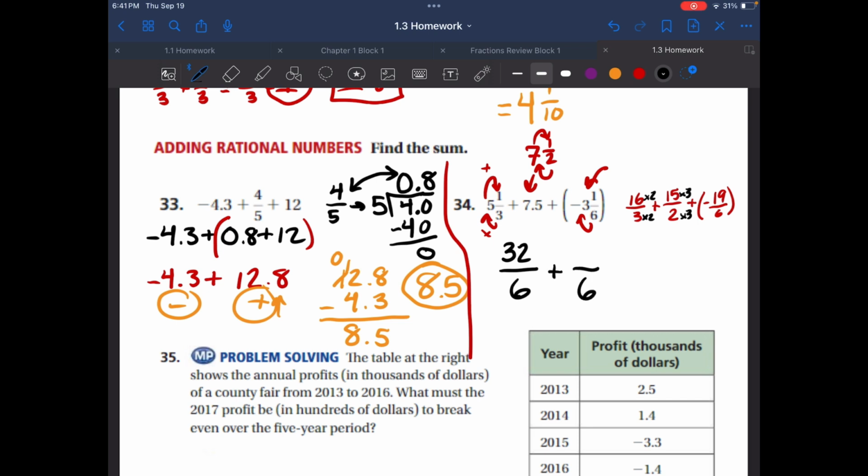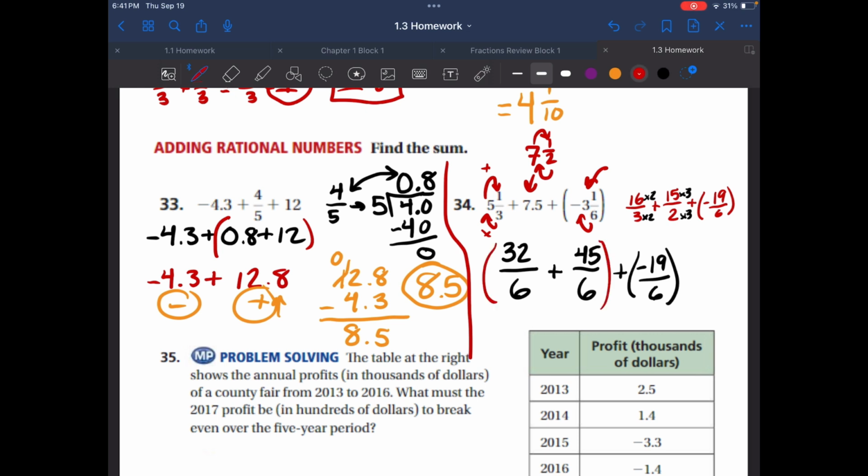Again, 6 on the bottom. 15 times 3, we just did this. 3/4 hours, that'll be 45 minutes. Finally, my last one stays the same because it already had a denominator of 6. Remember that negative 19 needs to stay as well.